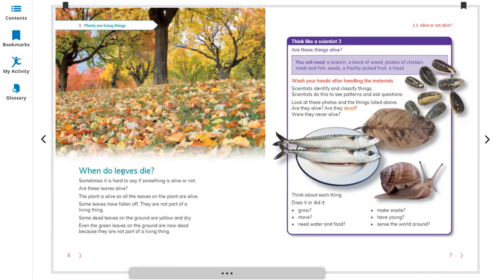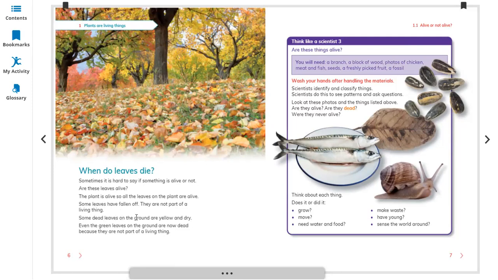When do leaves die? Sometimes it is hard to say if something is alive or not. Are these leaves alive? On the tree, it's alive, but once it has fallen down, no, it's not alive anymore. So the plant is alive, so all the leaves on the plant are alive. Some leaves have fallen off. They are not part of the living thing.